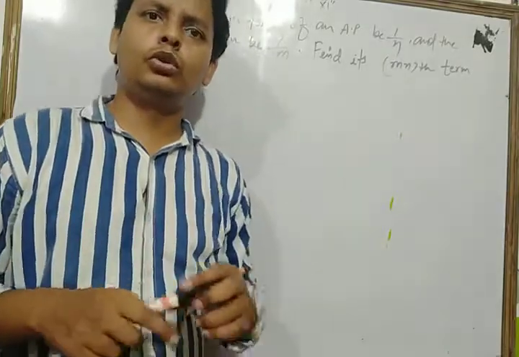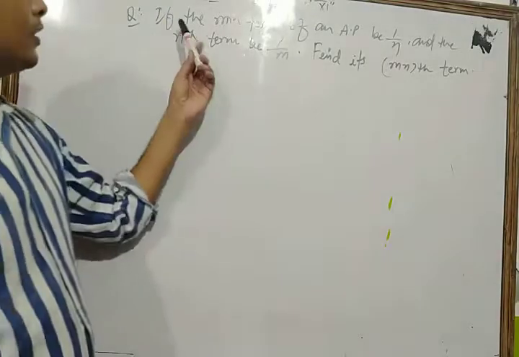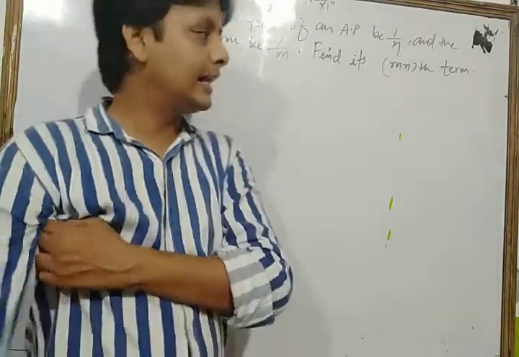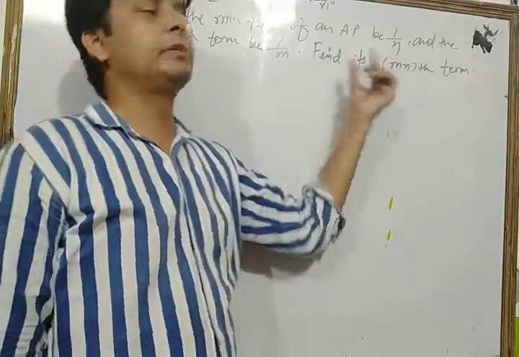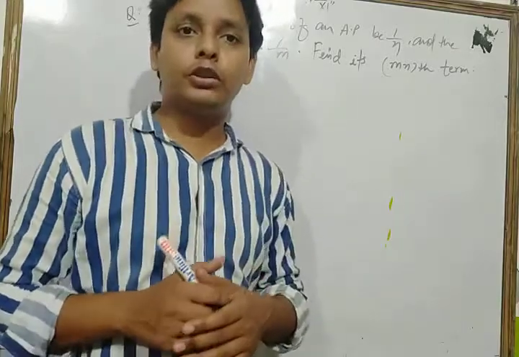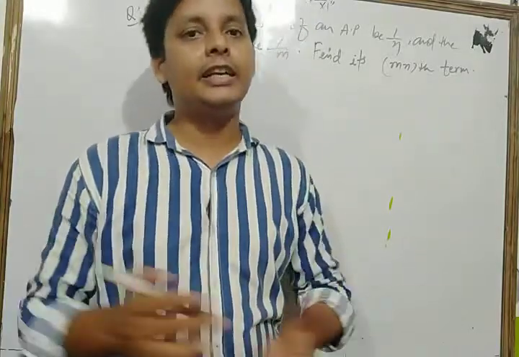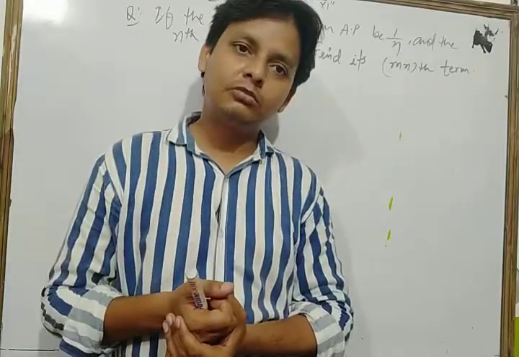Now let's see, dear students, this question is also the same as a previous question. If the mth term of an AP be 1 by n and the nth term be 1 by m, now we find its mnth term. First of all, according to the statement, we draw two equations. After that, we solve those equations to find the values of A and D. Then we use the formula of the nth term, so we get our result. So let's see its solution.